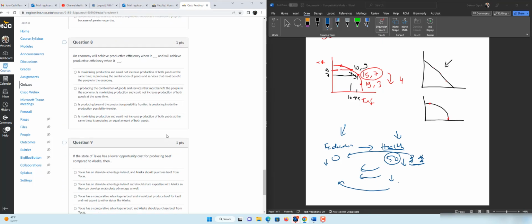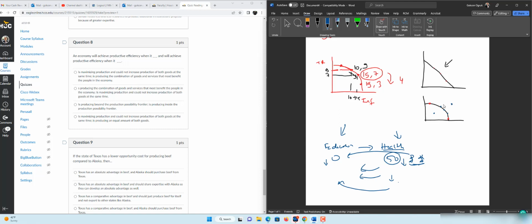Question number 8. An economy will achieve productive efficiency when it's on the production possibility frontier. So any point on the production possibility frontier is productively efficient. That means you are using all your resources. Anything inside is inefficient. Anything outside is unattainable.